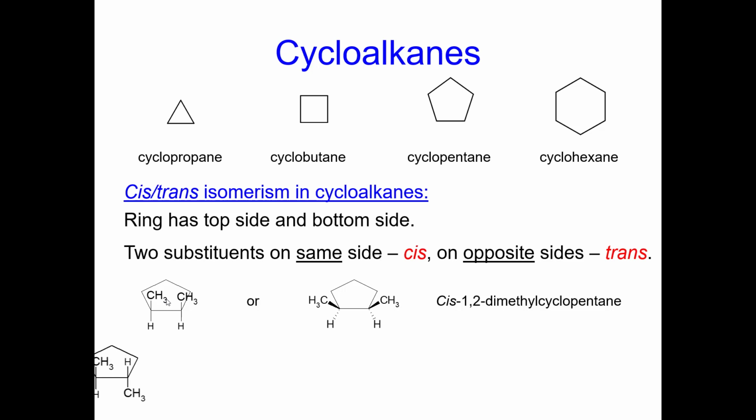What about trans? Trans looks like this. They are opposite each other. Okay, one methyl group is on top of the ring, the other methyl is on the bottom of the ring. We can also show it with our dash and our wedge lines.